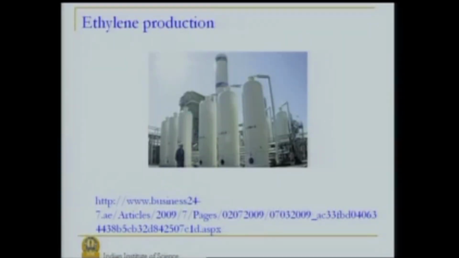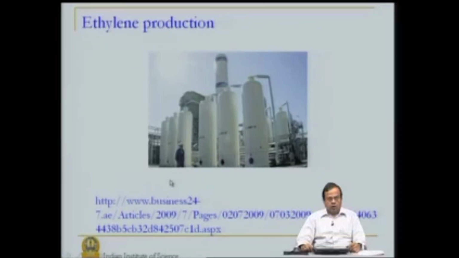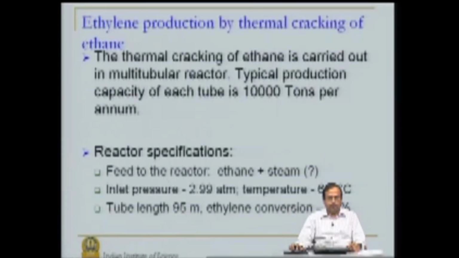So, what is this reaction engineering all about? Let us take an example of ethylene production. What you see here is actually a plant which is coming up in Abu Dhabi, which is going to produce about 1.5 million tons per annum of ethylene by steam cracking of ethane. So, while designing this reactor, what do we mean by designing this reactor? Finally, at the end of this exercise, something like this comes up.